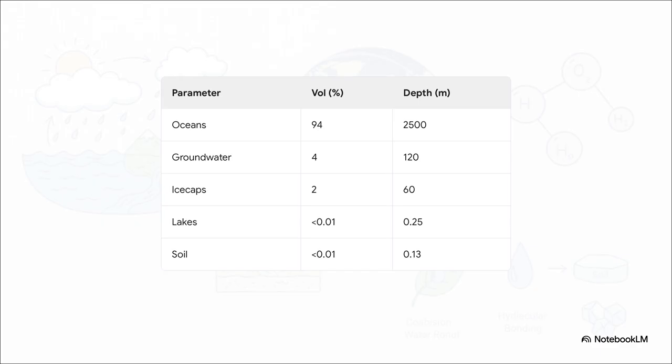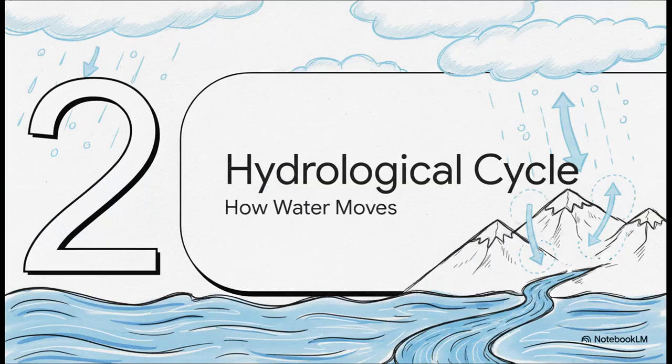But here is the absolute critical takeaway for us. Our lakes, our reservoirs, and soil moisture, they hold less than 0.01% of the total volume. It's crazy, right? We live on this giant blue ocean-dominated planet, but only a tiny fraction of that is actually usable surface fresh water. Which brings us nicely to Part 2, the hydrological cycle. Let's look at how all this water actually moves around.